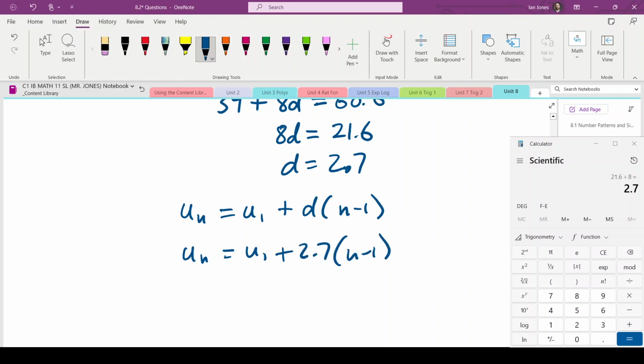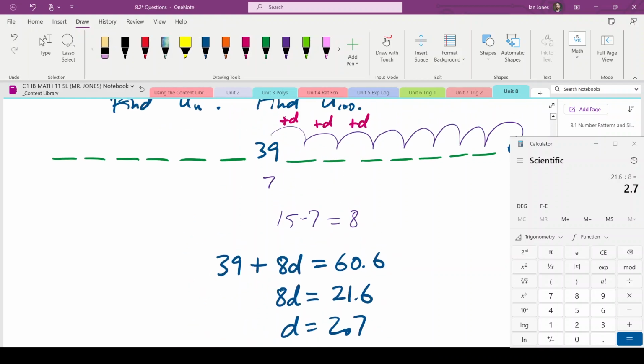But the problem is, once again, I don't have U1. So I have to go find it. And once again, just like before, the way I'm going to find it is I'm going to pick one of the two numbers I know, 39 or 60.6. It doesn't matter which one, but I'll pick the easier one, 39.